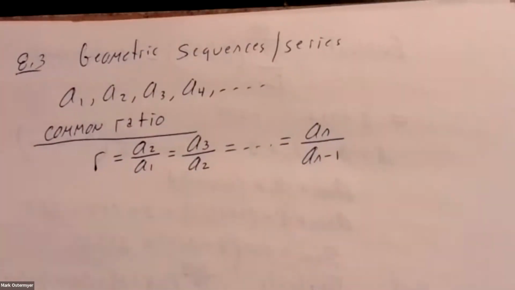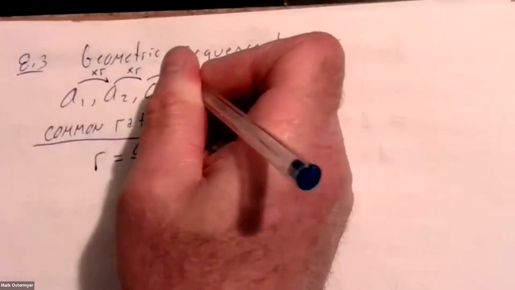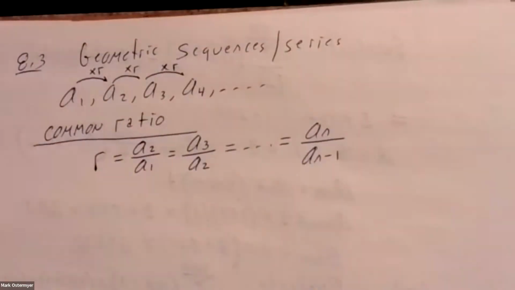So when you take a term of a sequence and divide it by the previous term, if you keep cranking out the same number called the common ratio, then the sequence is a geometric sequence. So to move from any term to the next term, we multiply by the common ratio. Okay, that's how you progress from one term to the next term in a geometric sequence.